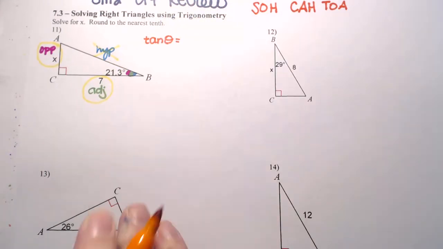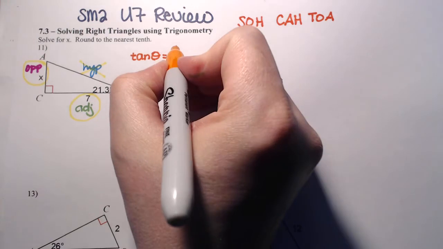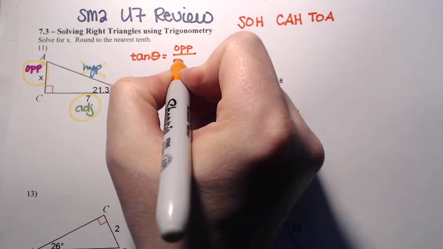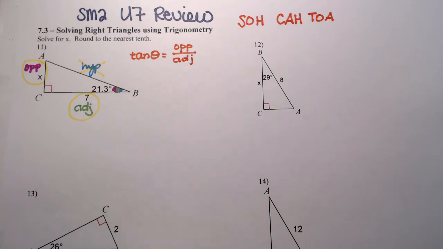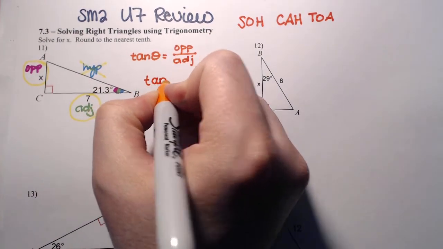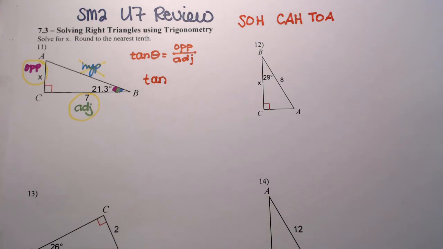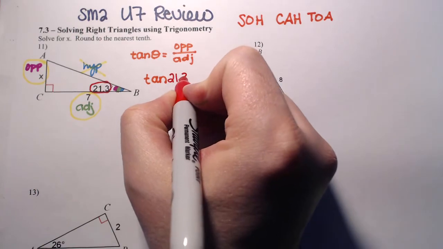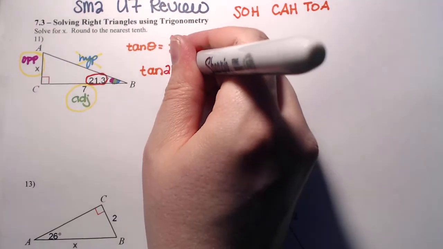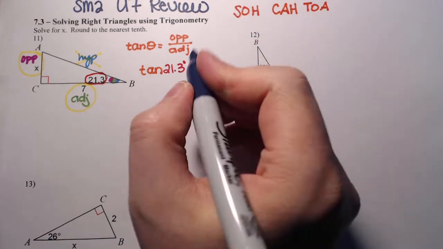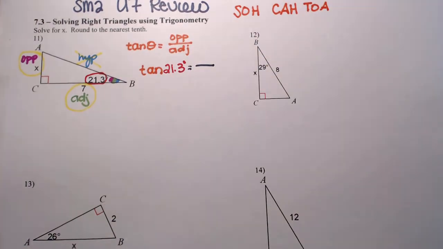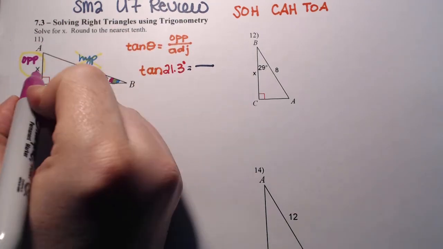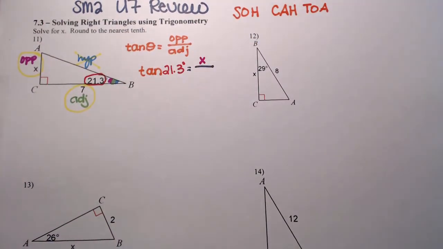of an angle is opposite over adjacent. And then I'm going to fill in the information I have. So tangent, and then the angle is this 21.3. That's going to equal opposite, which is in this case my x value, over adjacent, which is 7.